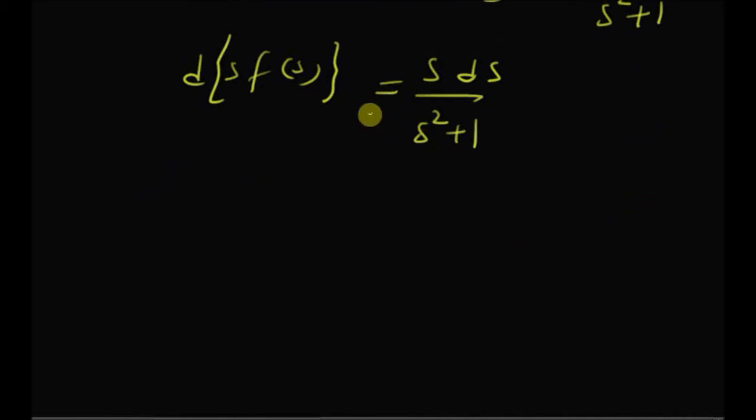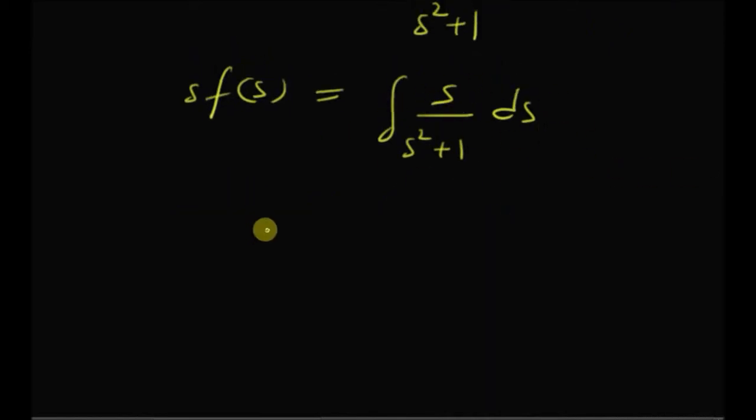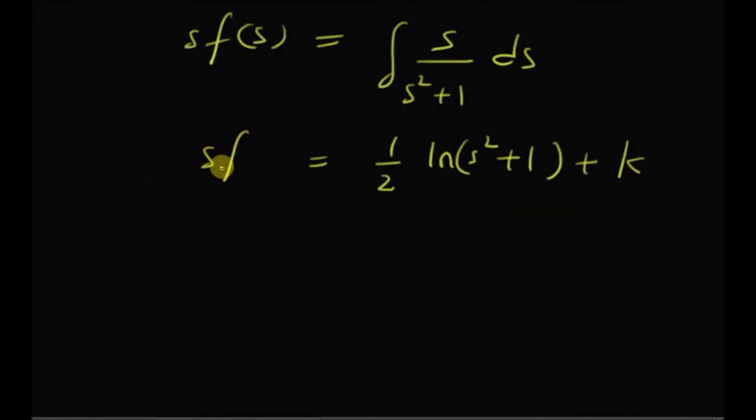And now we can solve this differential equation by integrating on both sides. So we have s times F of s equal to the integral of s by s square plus 1 ds. And clearly this integral is equal to 1 by 2 logarithm of s square plus 1 plus a constant k. Therefore, s times F of s is equal to a constant plus 1 by 2 logarithm of s square plus 1. Now we want to find the value of the constant k.